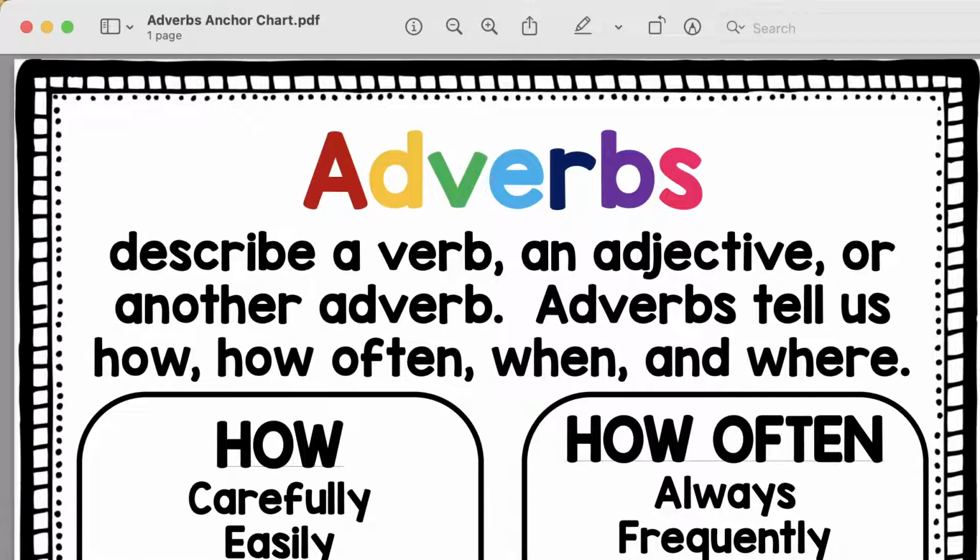Teachers Pay Teachers. So we've got adverbs describe a verb, an adjective, or another adverb. Adverbs tell us how often, when, and where. And there's going to be something you might be noticing here, especially with all of the words in the how category.